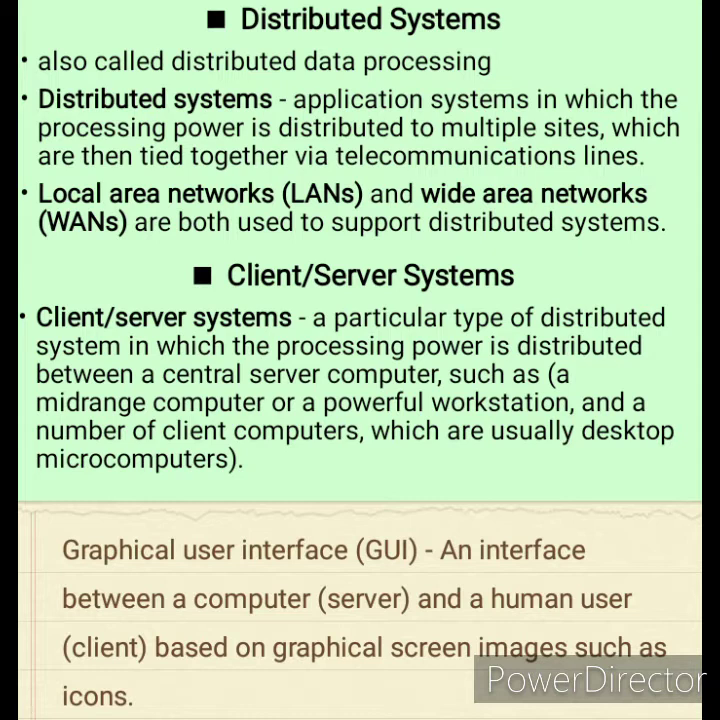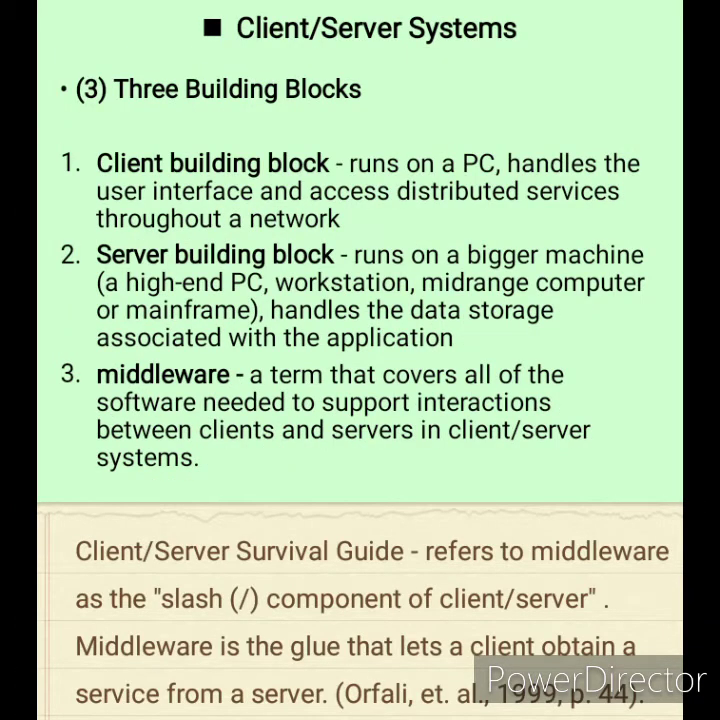Client or server systems. Client or server systems is a particular type of distributed system in which the processing power is distributed between a central server computer such as a midrange computer or a powerful workstation and a number of client computers, which are usually desktop microcomputers. Client or server systems has three building blocks. The first building block is the client building block.